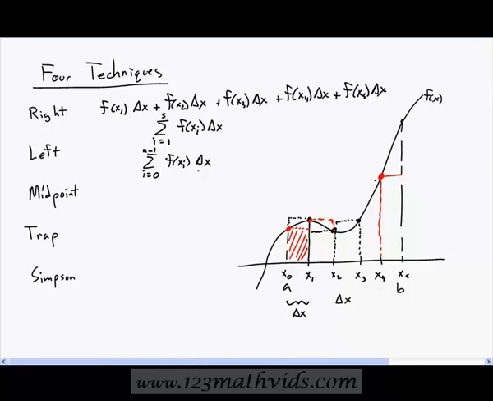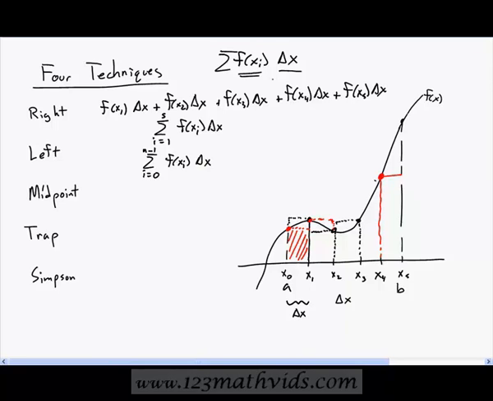So really, if we look at the general format here, f of x_i delta x, we're leaving delta x, and we're just using different ways to find this height value. The right-hand method says use the right-hand side of the box. The left-hand uses the left-hand side of the box, and the midpoint is going to use the middle value.